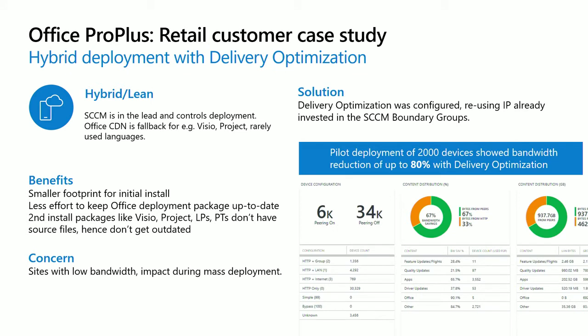So what they decided to do is to try and optimize delivery optimization for that particular scenario. And in a pilot of 2,000 devices, they were able to see 80% of the data come from peers. So overall, they significantly reduced the impact on their network.